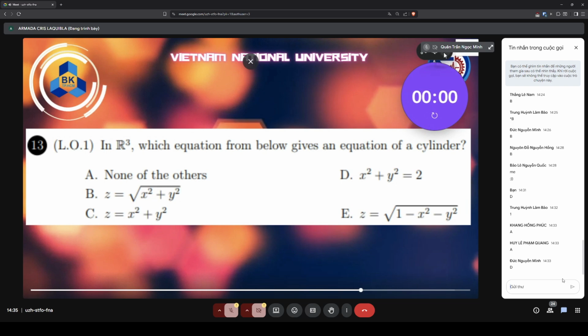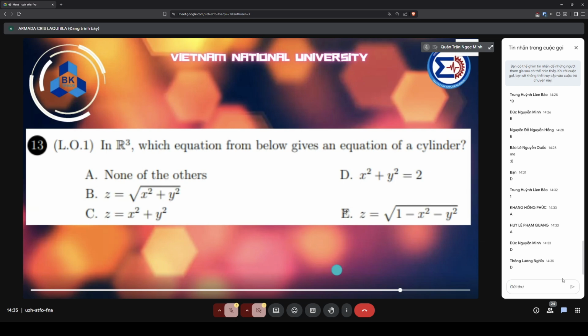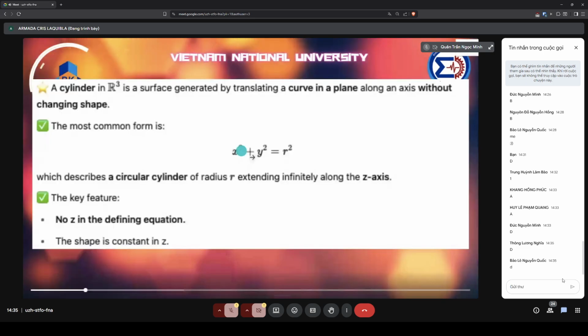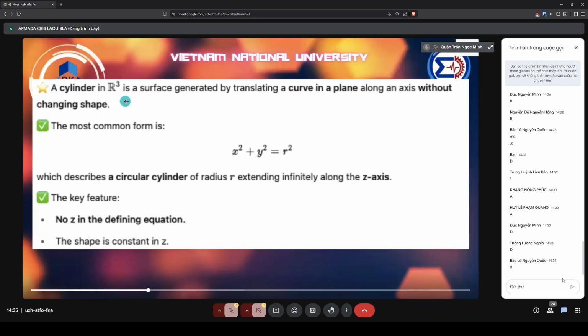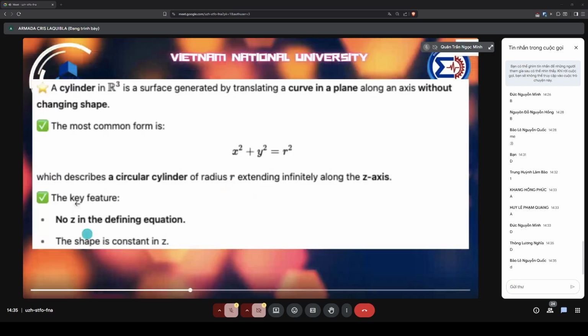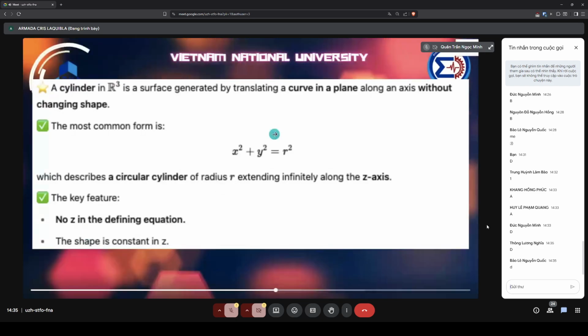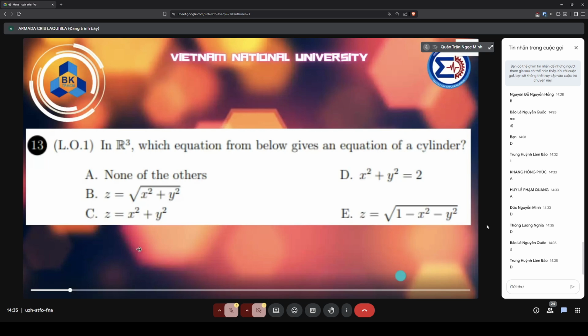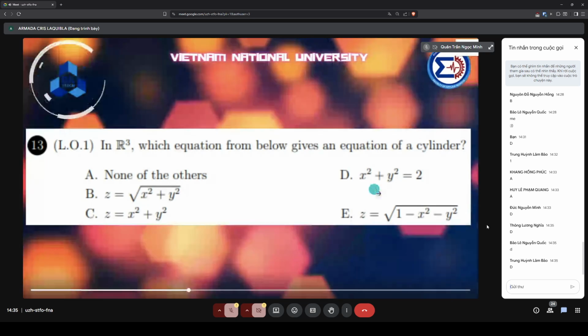So for this one, class, we have a format for a cylinder. It should be like this: X squared plus y squared is equal to r squared. This is a cylinder in R3. The key feature is no z in defining the equation. The shape is constant in z. So you have no z in the formula. And where is it here that there is no z? B, C, and E have Z there. So D is the only one with no Z.